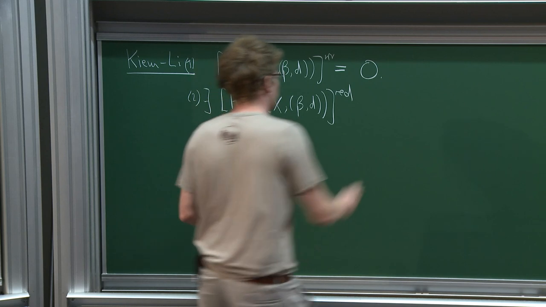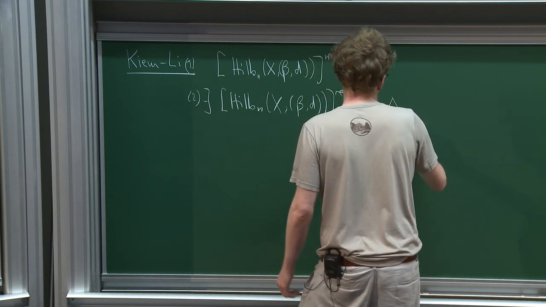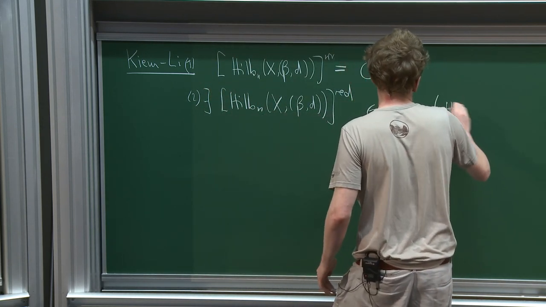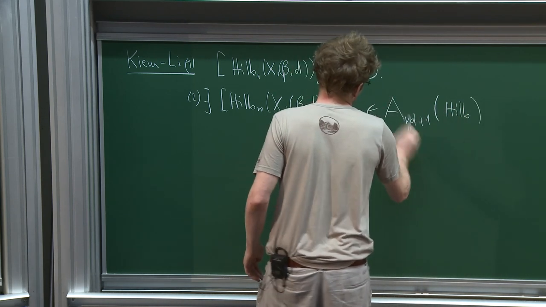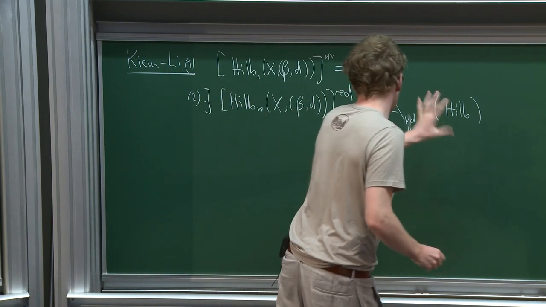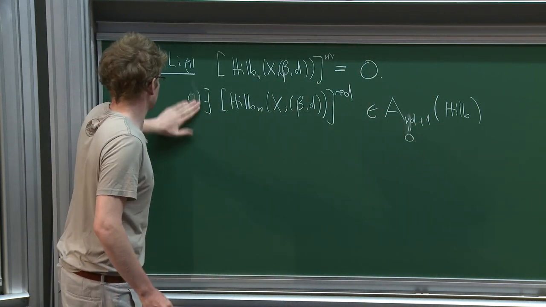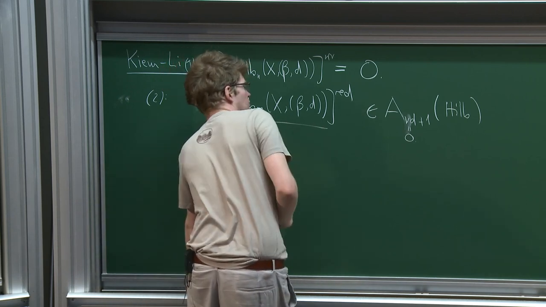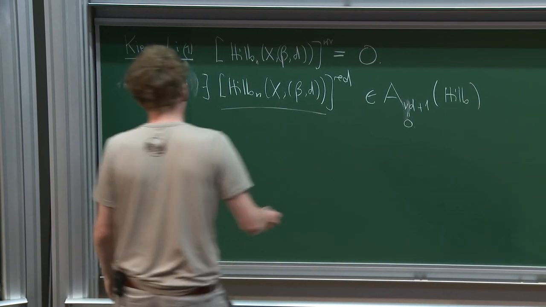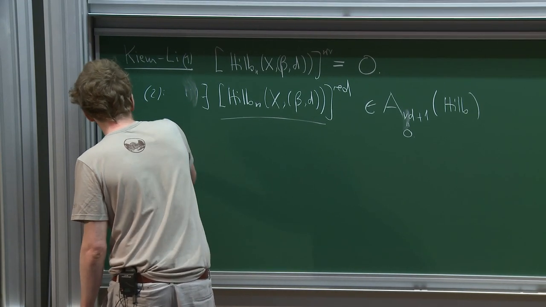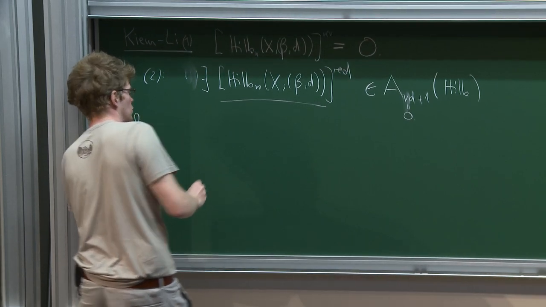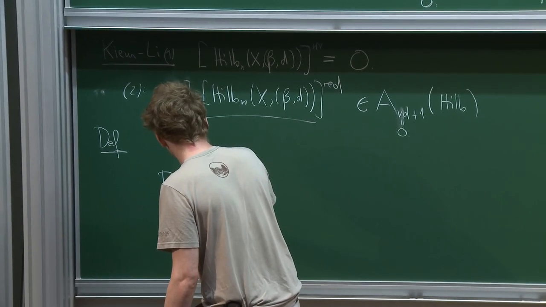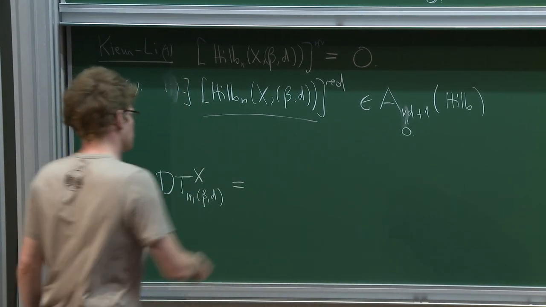This class lives in the usual virtual dimension plus one of your moduli space. The virtual dimension in our case was zero, so it's now a one-dimensional class. This class is then non-zero often, in most cases, and you really get non-trivial DT invariants out of this. So the definition is the following: you want to define DT invariants of the space X cross E, and then you just integrate over this class.